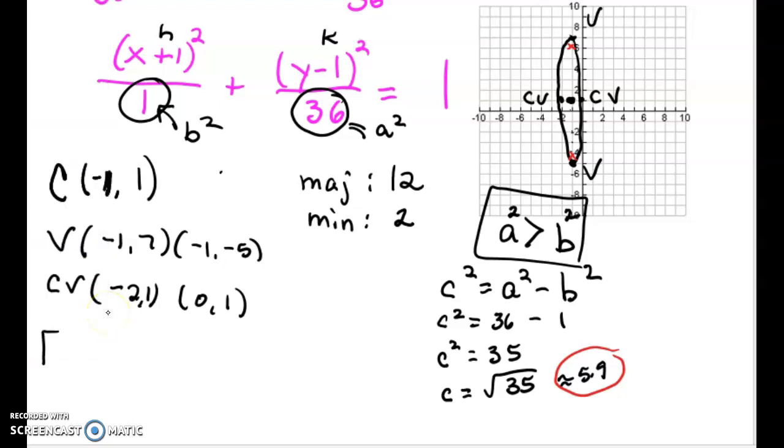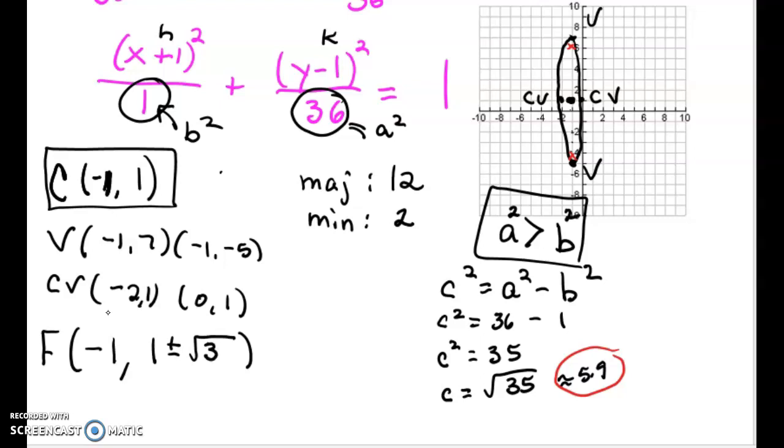Now the coordinates of the foci. We use our center, and since we moved up and down to put the foci in, we moved up 5.9 or square root of 35 and down 5.9 or square root of 35. That is a move on the y-axis. So we leave the center's x value alone. We take the center's y value, we add and subtract the square root of 35, and those are the two foci.